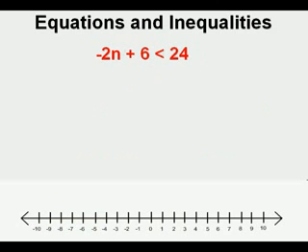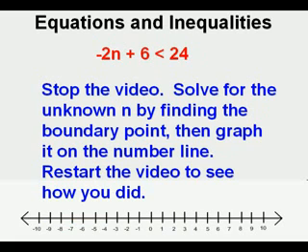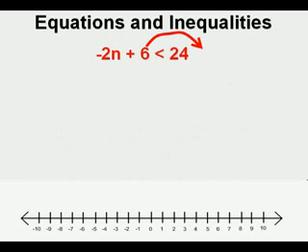Now, here's another inequality. Negative 2n plus 6 is less than 24. Stop the video, solve for the unknown n by finding the boundary point, then graph it on a number line. Restart the video to see how you did. Okay, to solve, first we move the positive 6 over to the right. It becomes minus 6 on the right side. Combining like terms, 24 minus 6 make 18.